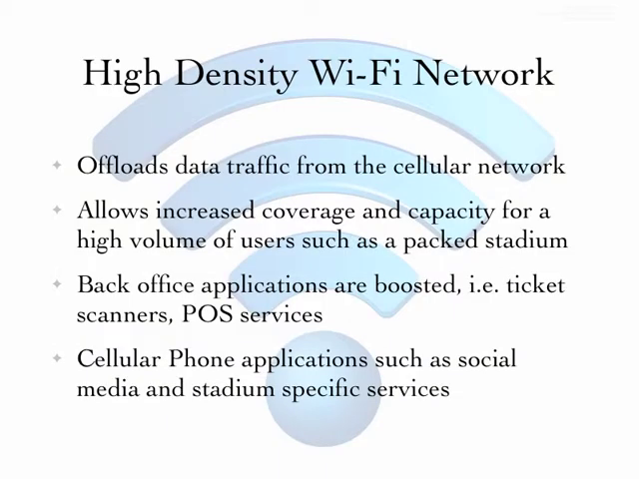Now, the solution to this problem, after reading and watching the Cisco network videos, is the high-density Wi-Fi network. Basically, it offloads the data traffic from the cellular network. You're bypassing the 3G or 4G data from the cellular network and putting that on the high-density Wi-Fi network. It allows increased coverage and capacity for a high volume of users, such as a packed stadium. You're able to use other applications through the Wi-Fi network instead of your cellular data as well.